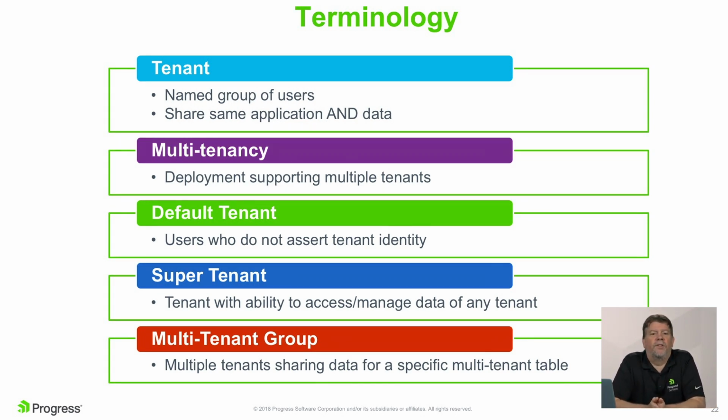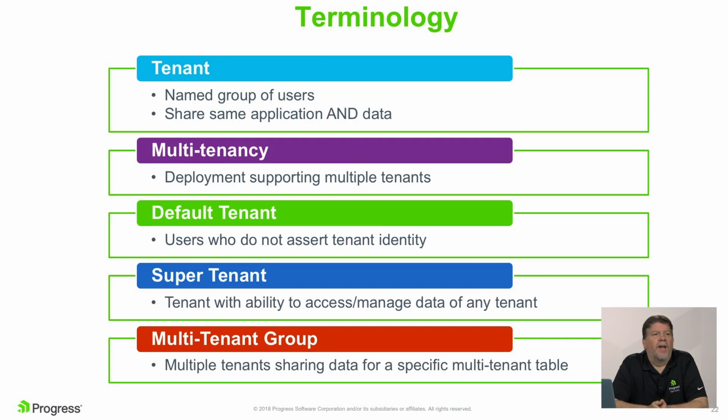So a multi-tenancy system is a deployment that supports multiple tenants, so multiple named groups of users. A default tenant is for users who do not assert an identity. So those that can access common information. For example, would be state data. Something that's common to everybody, but I don't need 50 copies of it in my database. We have a super tenant, which is basically an overreaching overall. So they can touch data in any tenant, so roll up data.